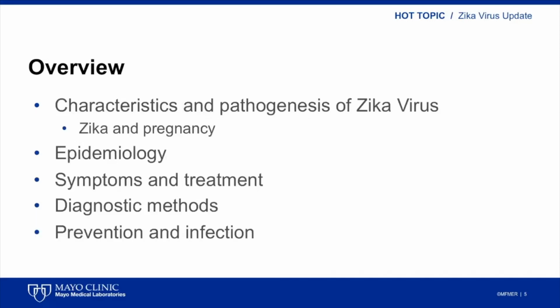Since the emergence of Zika virus in the Western Hemisphere in 2013-2014, a tremendous amount of information has been generated in the many different aspects of this pathogen, from vector preference to public health implications. In today's presentation, I will discuss the characteristics of Zika virus and its pathogenic potential, with a discussion on Zika virus and pregnancy, its emerging epidemiology, and symptoms and treatment of the disease. Appropriate use of current diagnostic methods will be discussed, and I'll conclude with potential strategies to prevent infection.